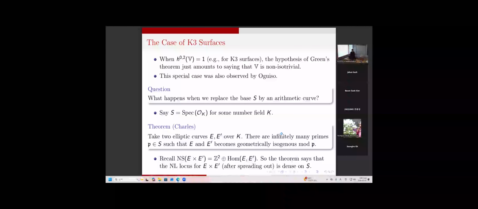Yes. So in fact, if your E and E prime are CM, then this is already known. Because if you're CM, then we know that for half of the primes you have supersingular reduction, and supersingular elliptic curves are always isogenous. So yeah.